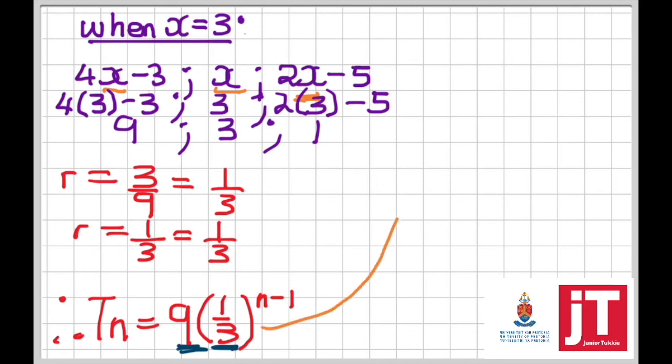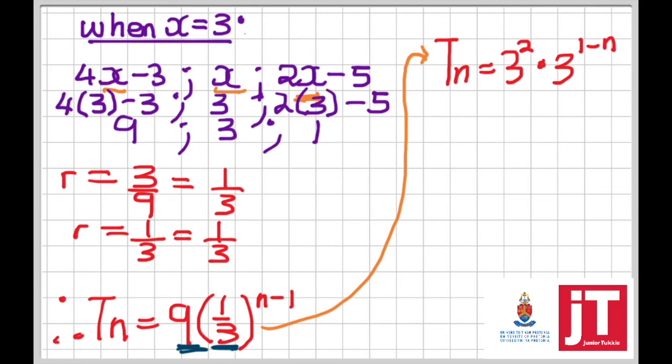In this case, 9 can be written as 3 to the power 2. Then 1 over 3 can be written as 3 to the power negative 1. I've skipped a stage there and distributed the power outside. Then in the end, we get our Tn value to be 3 to the power 3 minus n.